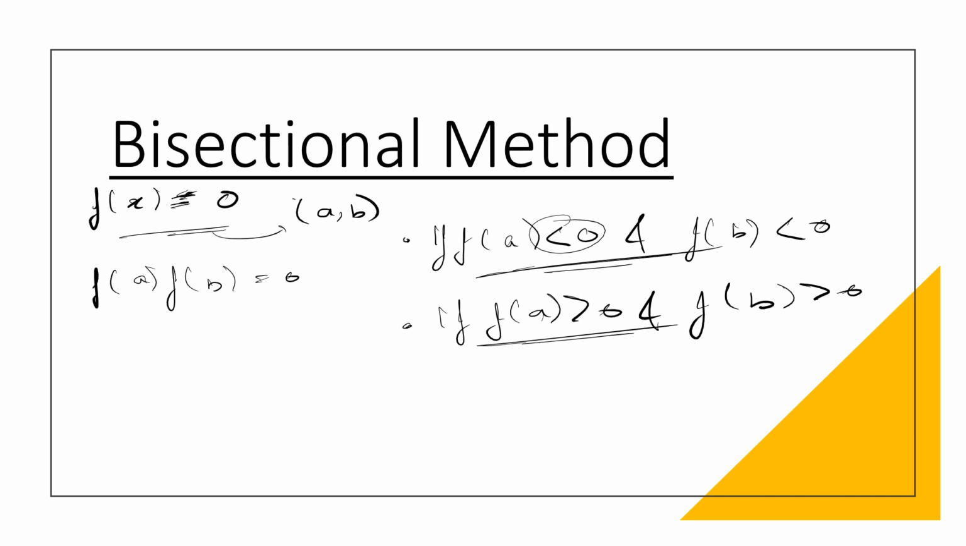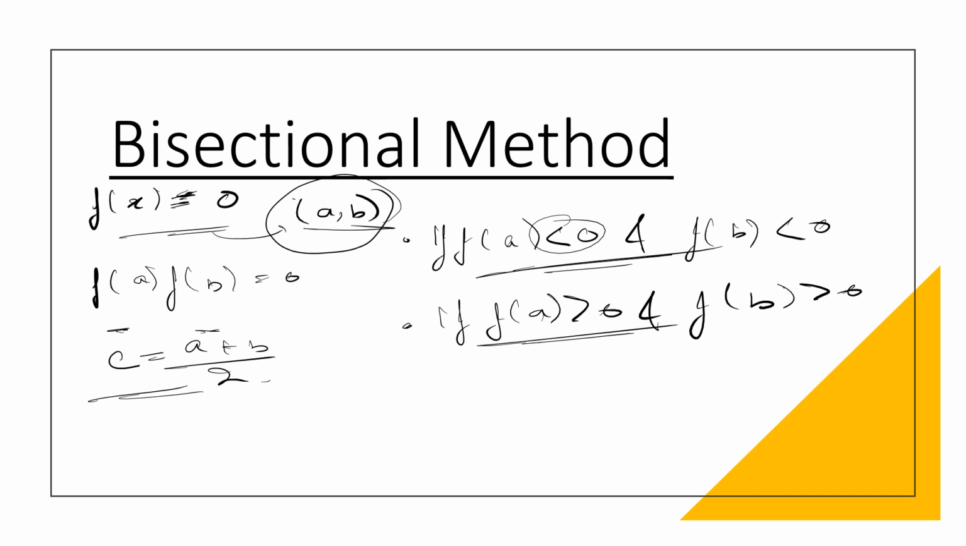So let's say, whenever we have A and B, the two points of a range, we take a center, which we call C. So we take the center, which is A plus B by 2, right? So now over here we can say that the root lies between A and B, right?